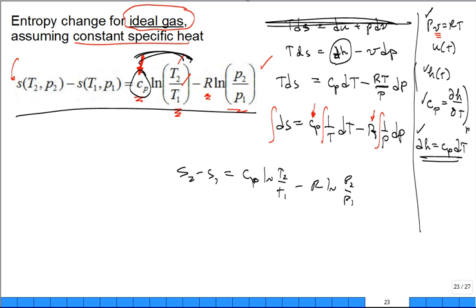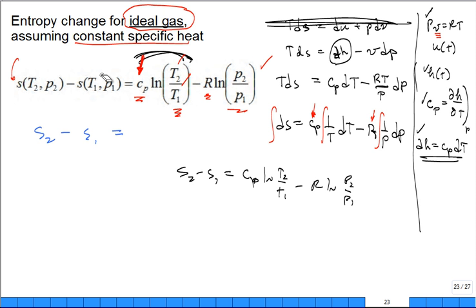They just emphasized that this is a function of temperature and pressure. That's a function of temperature and pressure. They could have just put S2 minus S1 on the left-hand side. It would be just as good. They're just making sure to emphasize it's a function of temperature and pressure. Okay?